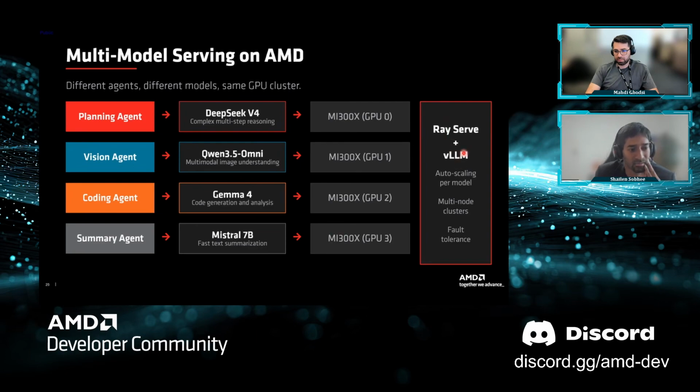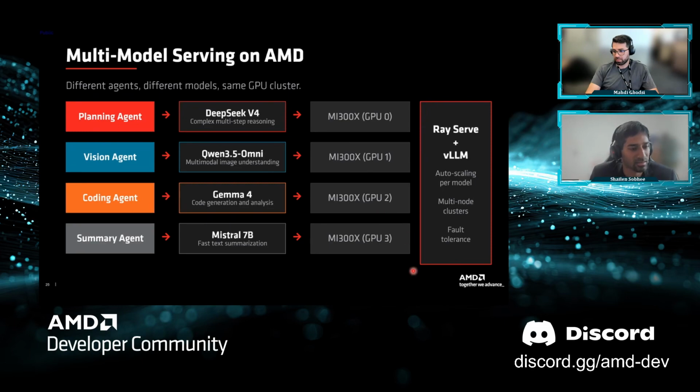RayServe and vLLM will allow you to use a multi-node, multi-GPU scenario. And you could have a dedicated GPU reserved for a specific type of use case. Of course, you're going to be using multiple GPUs as a company, as an enterprise. You're scaling your agentic AI use cases.